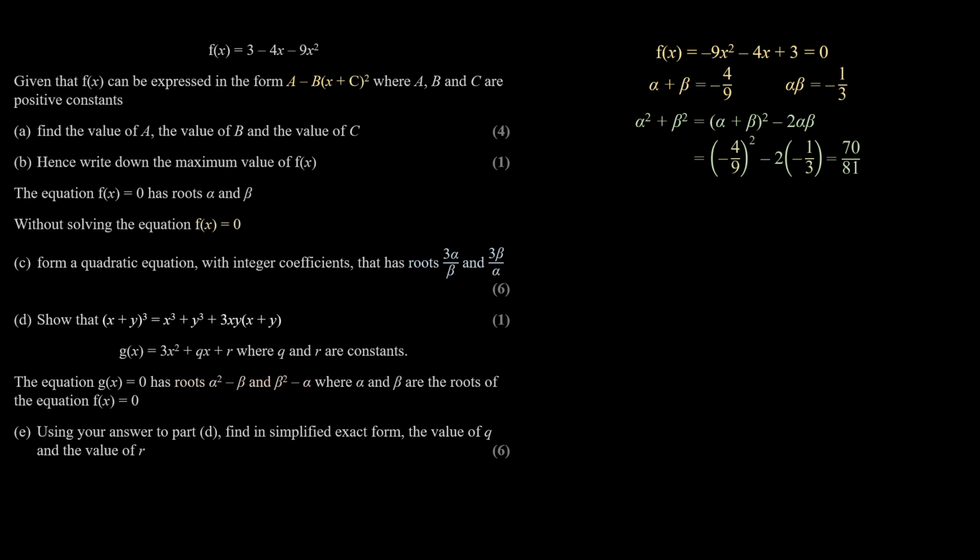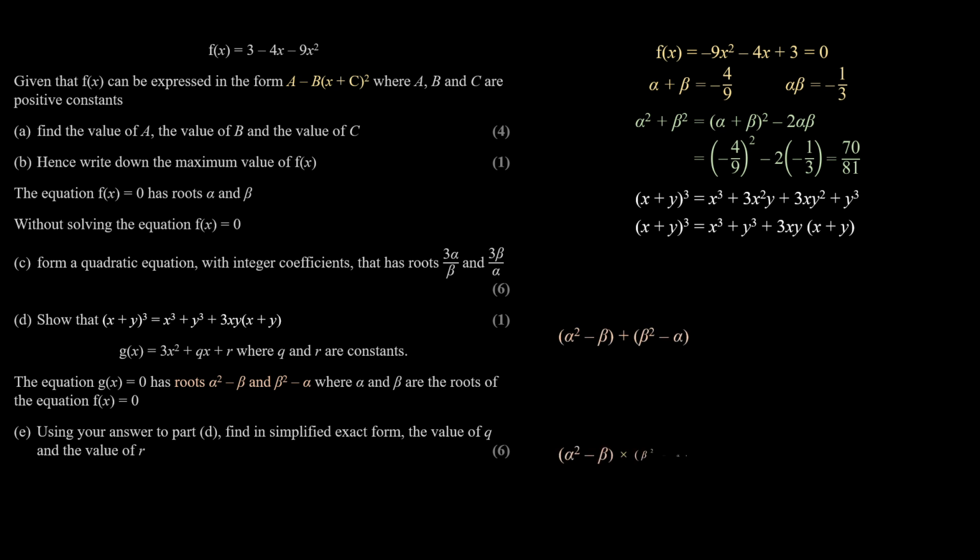The expansion of x plus y cubed is equal to x cubed plus 3x squared y plus 3xy squared plus y cubed. Factoring out 3xy from the two middle terms, we get x cubed plus y cubed plus 3xy multiplied by x plus y. g of x is a quadratic equation with two roots. Here, we need to find the sum of roots and product of roots.